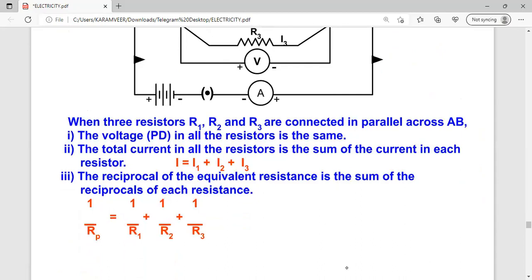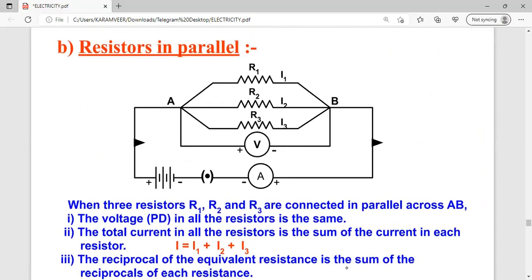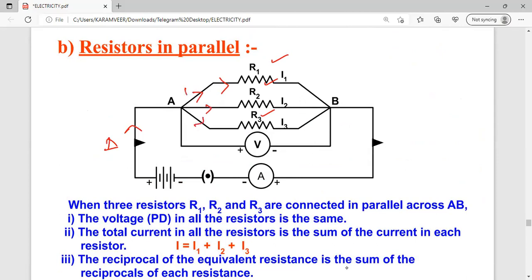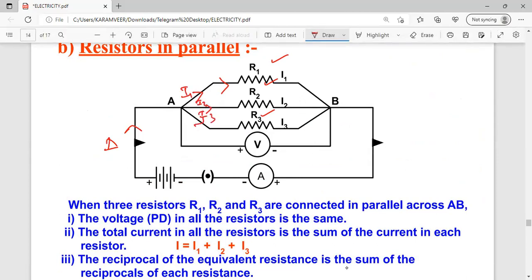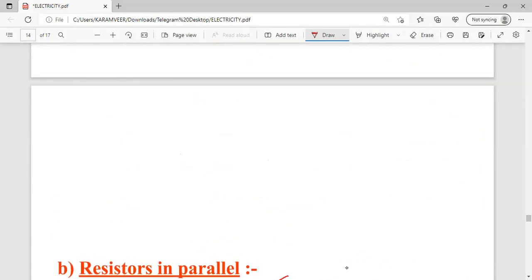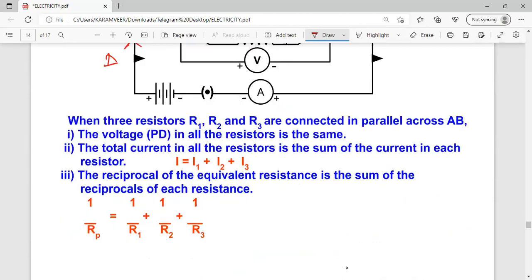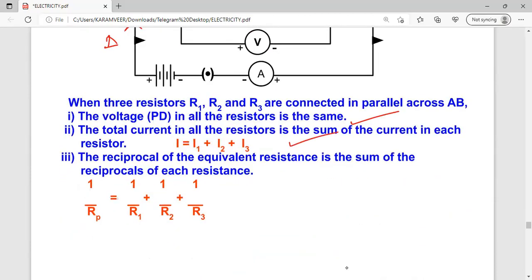It is the same thing as in this circuit, in which there are three resistors connected in parallel with total current I flowing through it. When we talk about resistors in parallel, the current will divide, so here will be I1, I2, I3. The same total current I will come out. So the potential difference remains the same, the current is the sum of the individual currents, and for resistance we take the reciprocal.